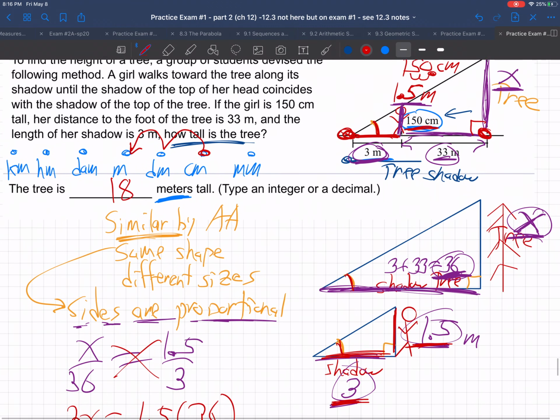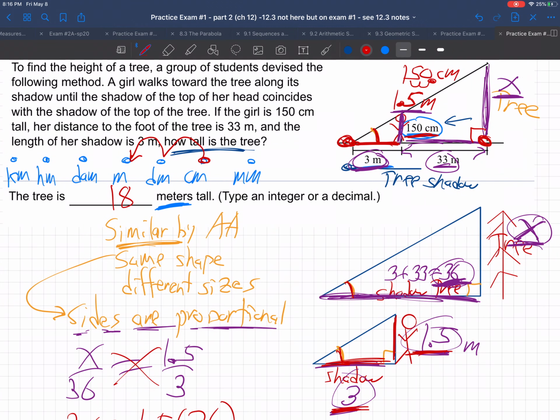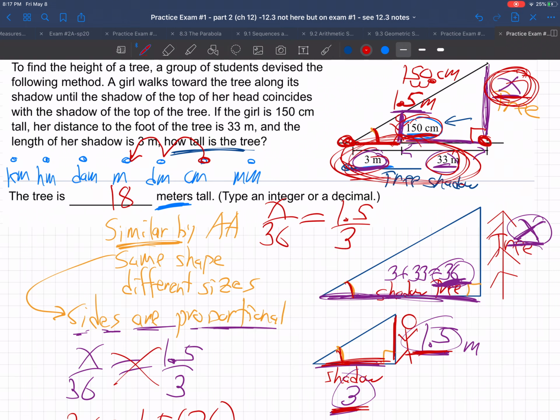One other thing, I want to go back to the ratio. You might say, well, Mr. Henry, x is to 33 won't work, but could we do x is to 36? Totally. X is to 36 would have been fine, right? X is the right side, 36 is the whole bottom, is 1.5 over 3, right? Now I'm doing whole right side, whole bottom, little right side, little bottom. That'll work. If you cross multiply, that's another way to get the same answer.